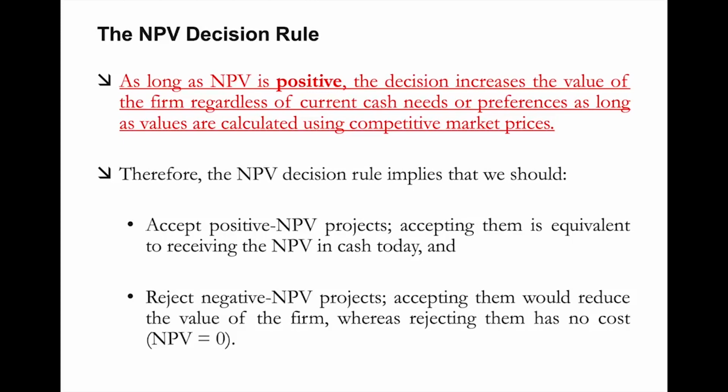Accepting a positive NPV project is equivalent to receiving the net present value in cash today, and therefore it will increase the firm value. For negative NPV projects, accepting them would actually reduce the firm value, whereas if we were to reject the negative NPV project, that would have no cost to us. That is, the NPV of rejecting this project would be 0.